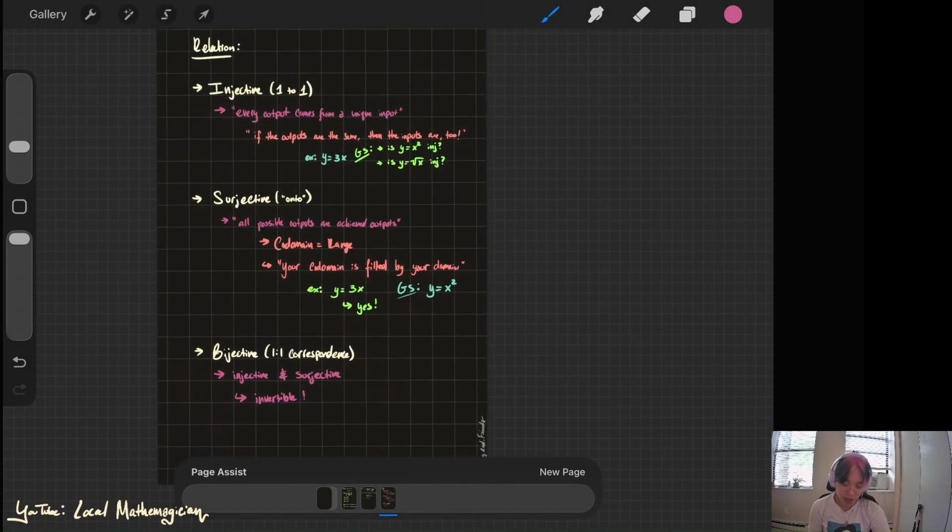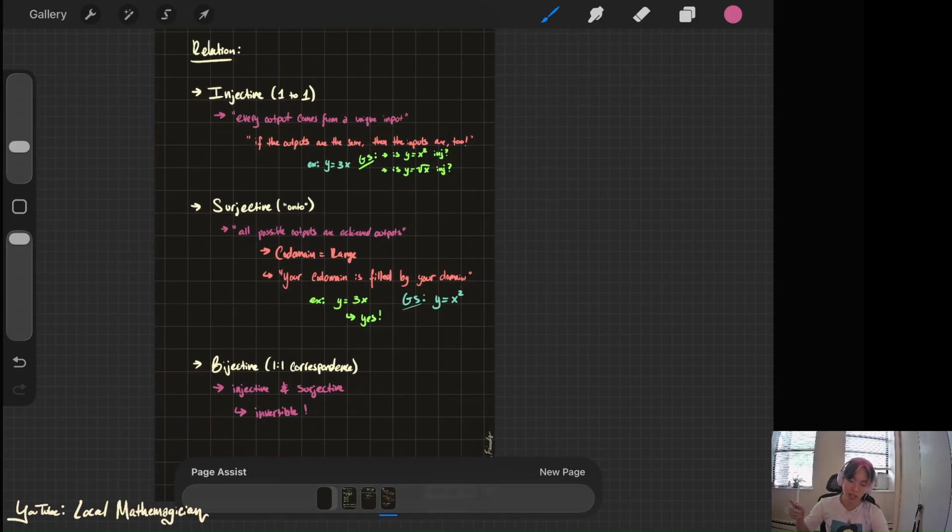Okay. So big picture, relations can be injective. Every output comes from a unique input. If two things give the same output and your relation is injective, the inputs were the same to begin with. If your relation is surjective, or onto, then it means all possible outputs are actually achieved. A relation that is surjective covers all the real numbers, for our purposes. Bijective means it is injective and surjective. It's invertible. It's got a one-to-one correspondence.